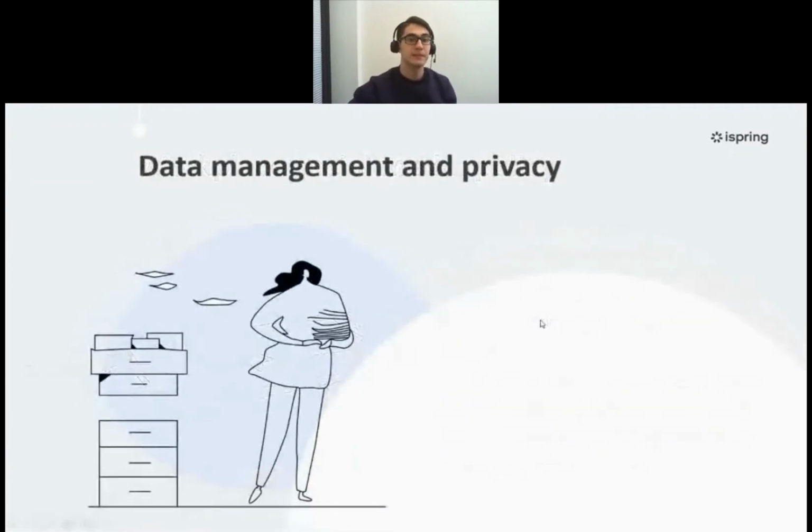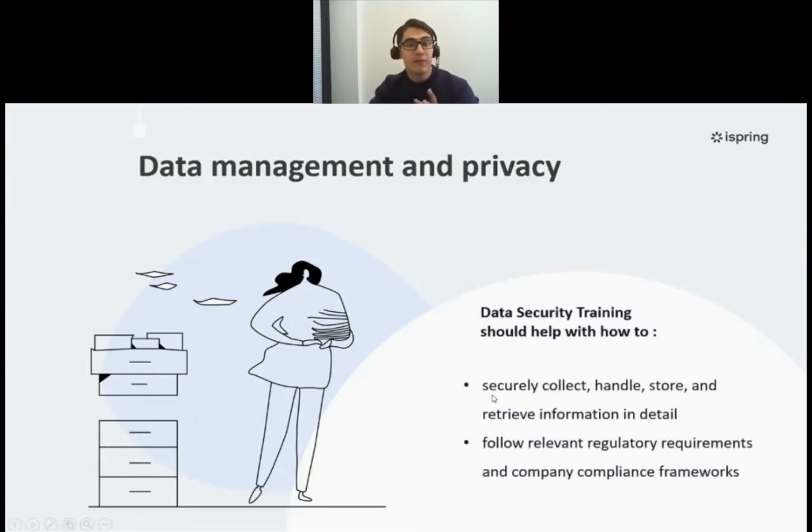Okay, data management and privacy. This is an essential topic to cover, especially as related to confidentiality training for employees. Given the intellectual property that businesses work with, as well as sensitive employee and customer data, this training topic discusses how to securely collect, handle, store, and retrieve such information in detail. This topic acquaints employees with relevant regulatory requirements and company compliance frameworks to execute data management and confidentiality properly.